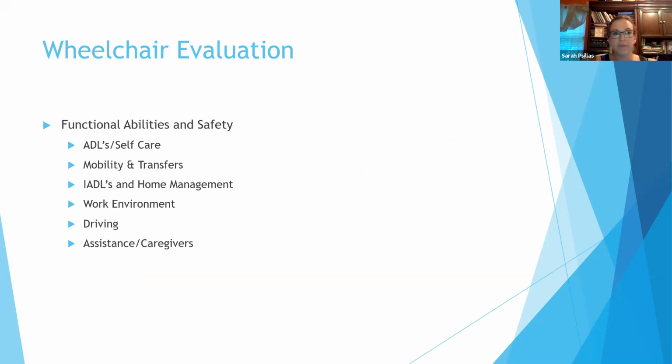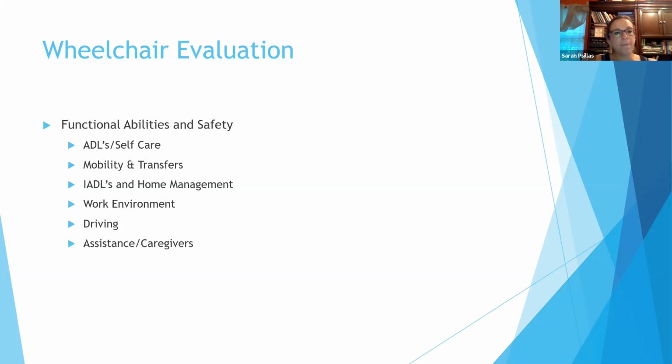And then the last piece of a wheelchair evaluation is really the functional piece, right? So what types of ADLs or self-care do they need to perform while they're in the seating system? Will they be bathing in it, or will they be transferring to some other chair to bathe? How are they going to get in and out of the chair? Is there someone that's going to help them? Can they do it on their own?